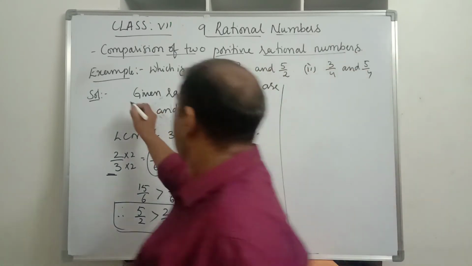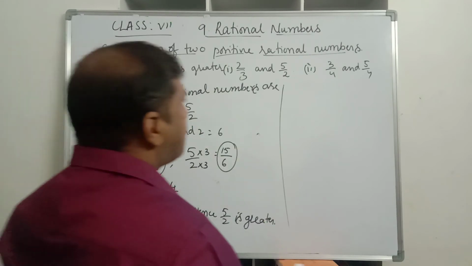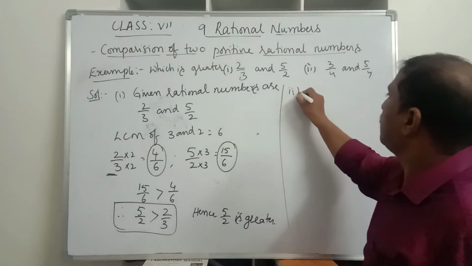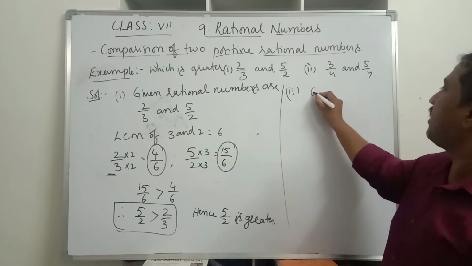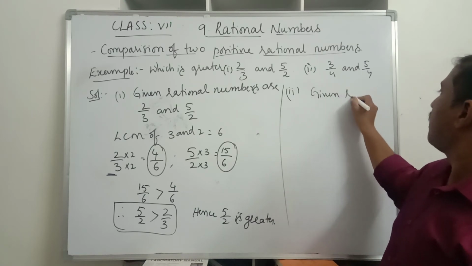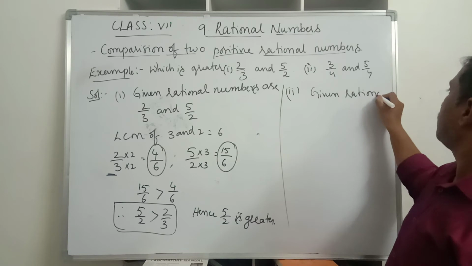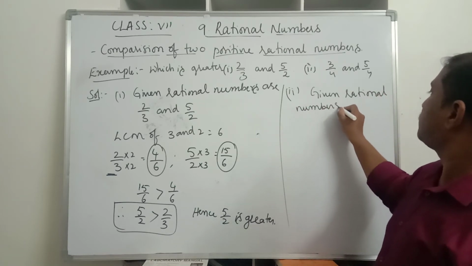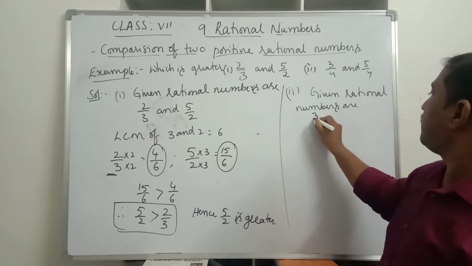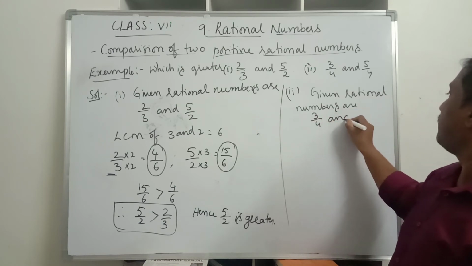This is the first one. Now the second bit. Second bit what it is? Both are like fractions. 3 by 4 and 5 by 4. So the given rational numbers are 3 by 4 and 5 by 4.